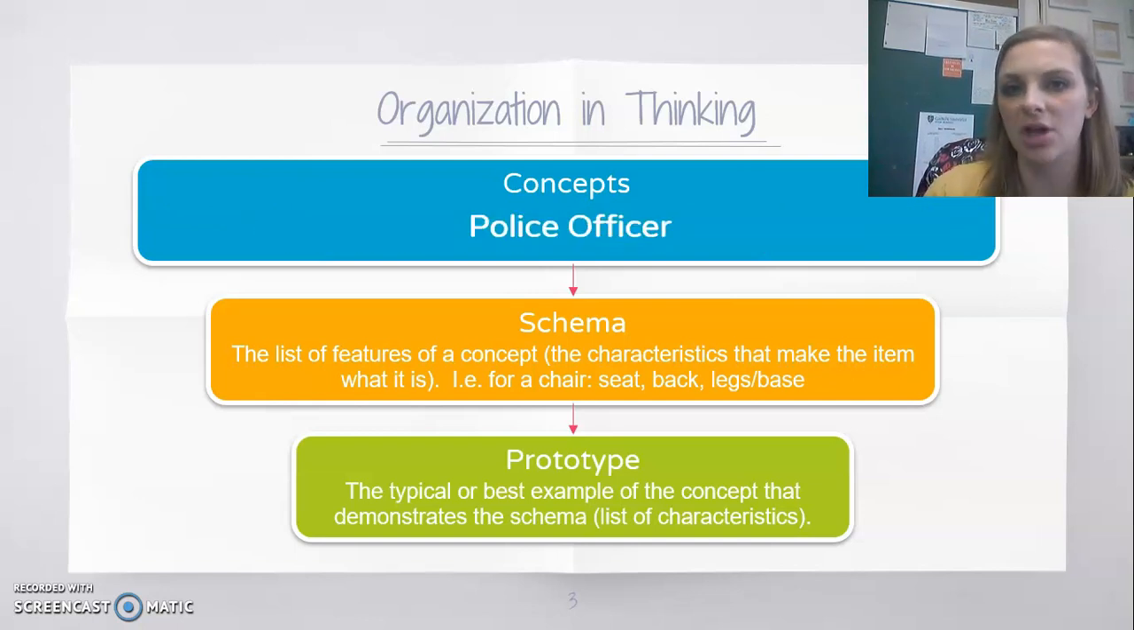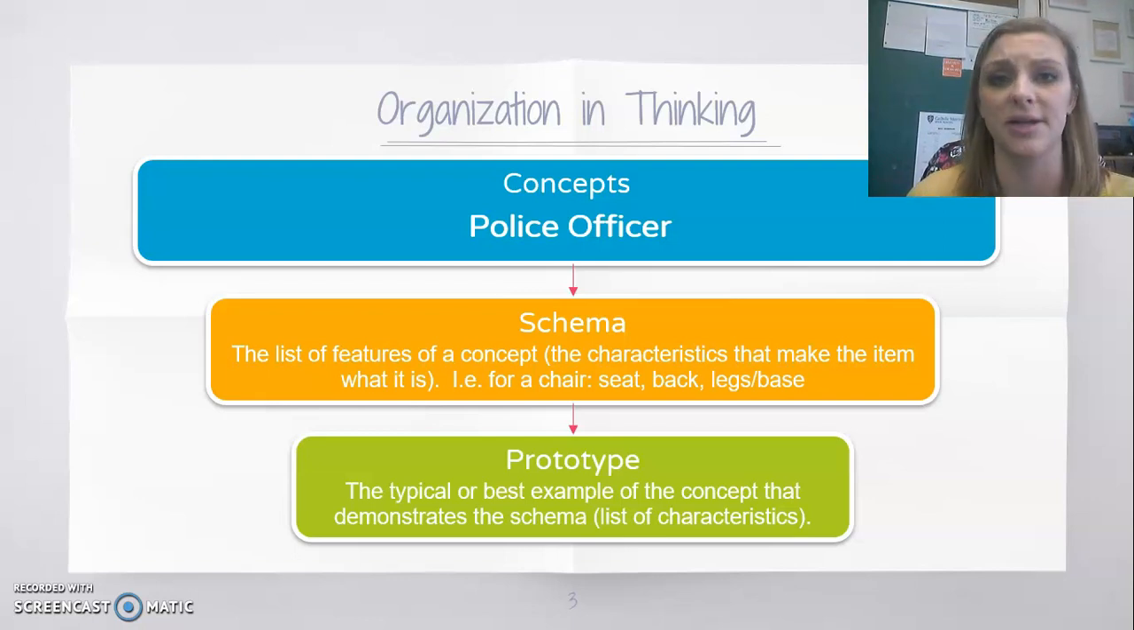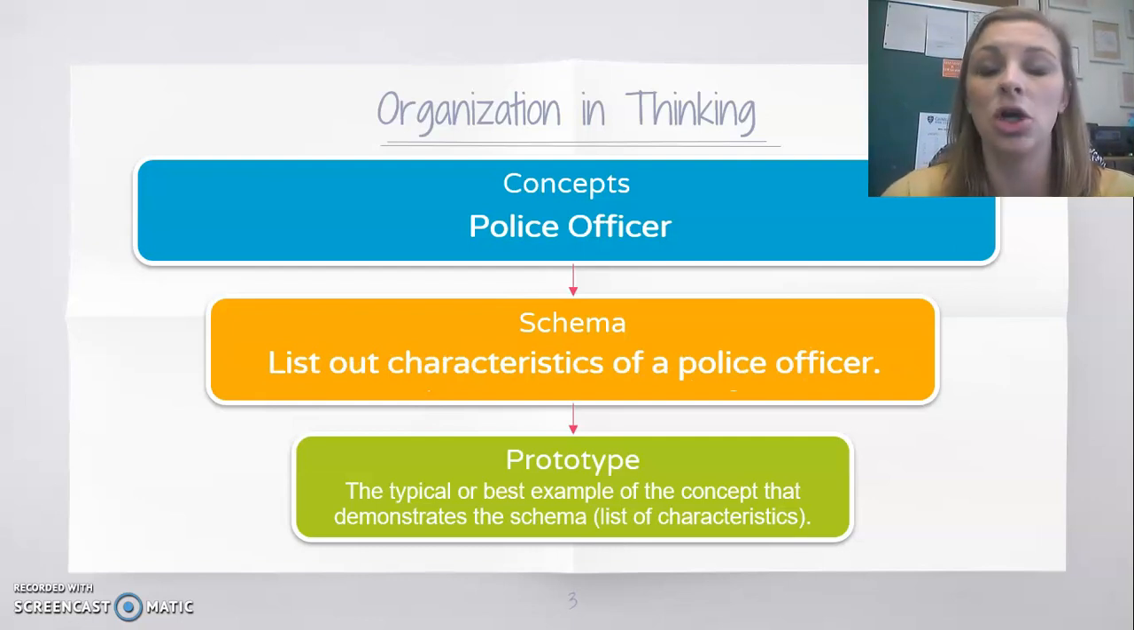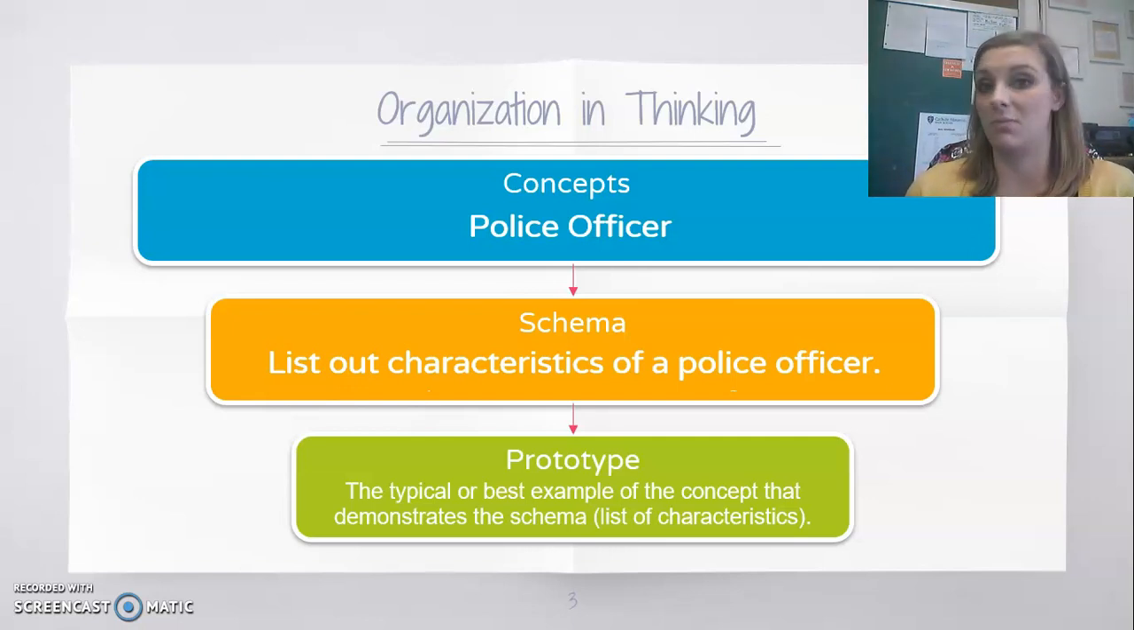So let's try it with another concept. Okay, so we're going to have the concept of police officer. What are the characteristics that fit a police officer? Our concept is police officer. Our schema would then be the characteristics. So what characteristics? Maybe they have a badge. Maybe they have a hat on. They're wearing a uniform. Maybe think like what gender would that person be? Maybe you think male.